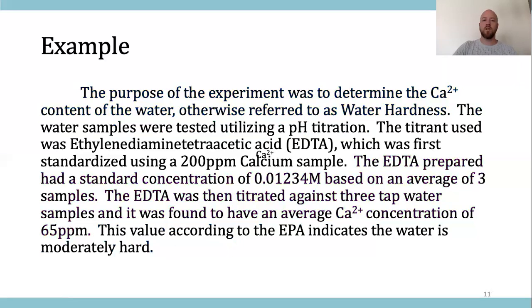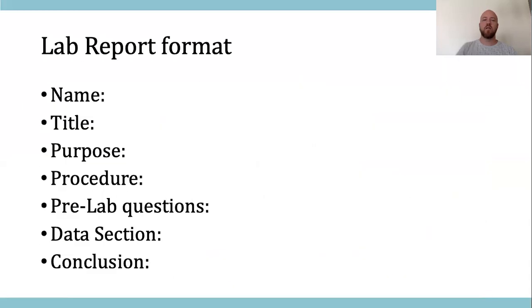Okay, so let's recap here just real quick. This is the lab report format that I want you to follow: name, title, purpose, procedure, pre-lab questions, data section, and conclusion. These things don't have to be done before the lab. They just have to be done for the final lab report. Most of this stuff is in your lab handouts. We'll collect the data section when we go to class, and then you write the conclusion. Your conclusions really shouldn't be more than a paragraph for most of these labs.